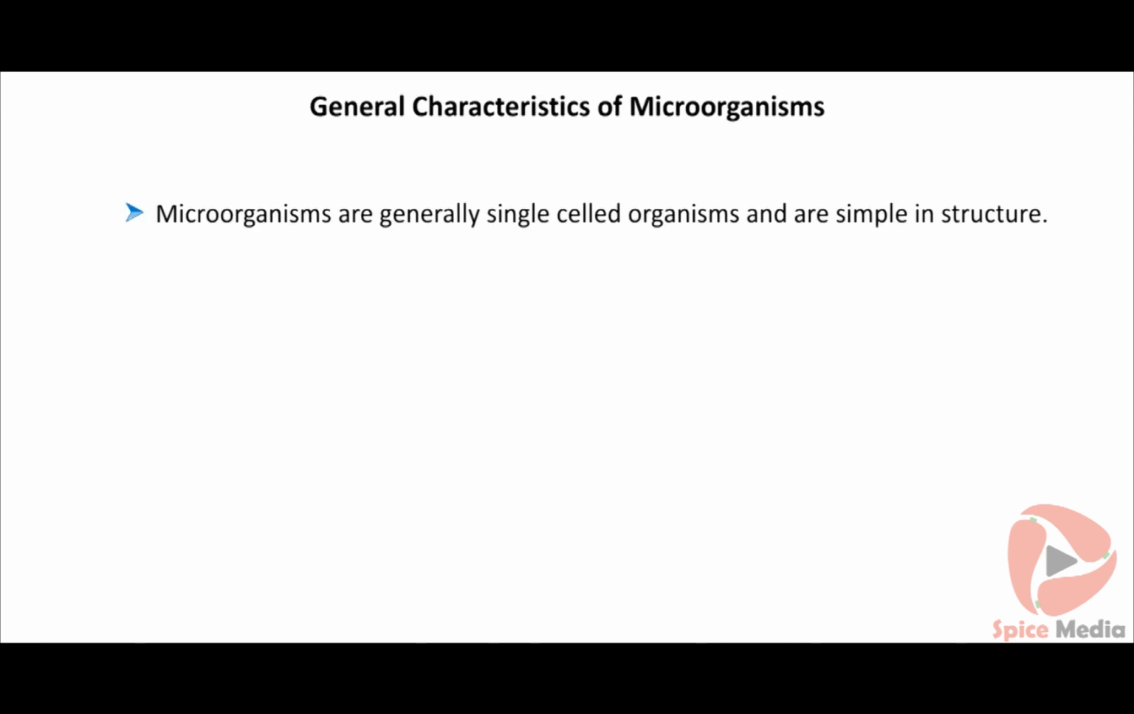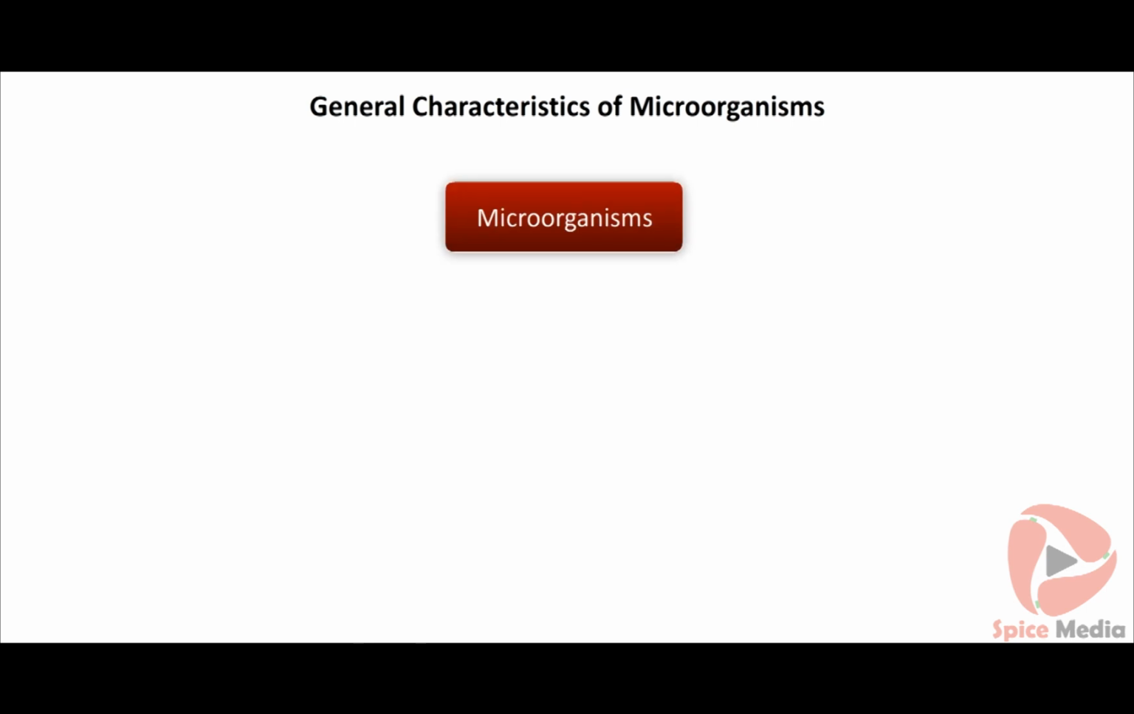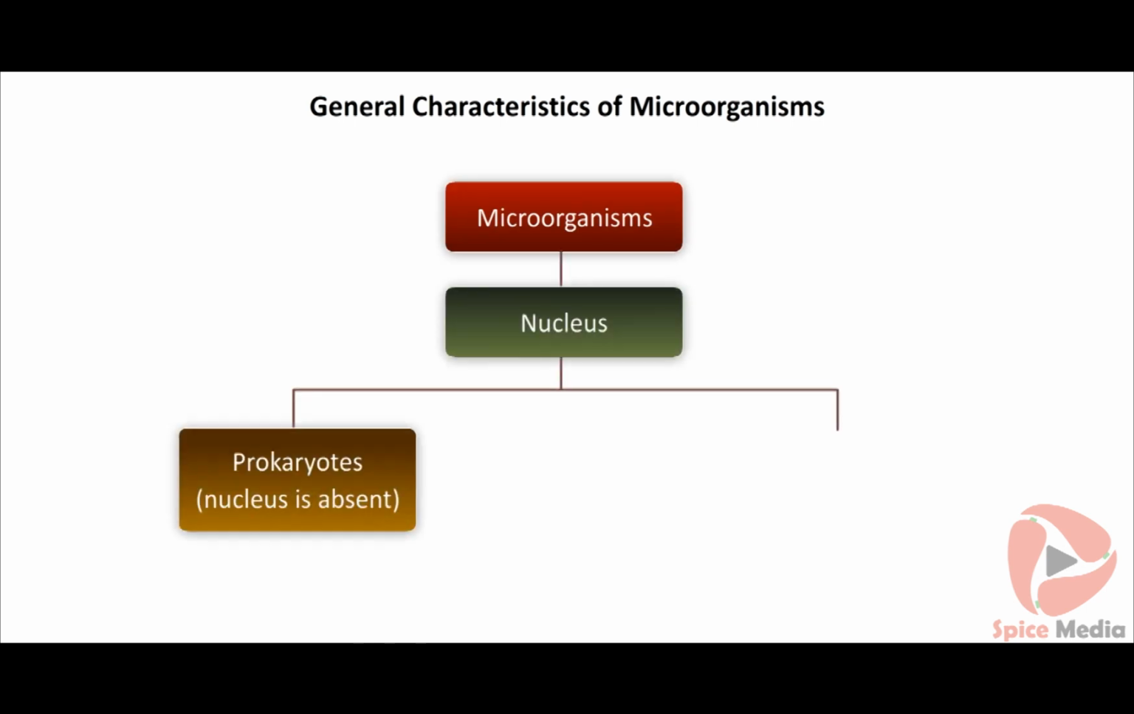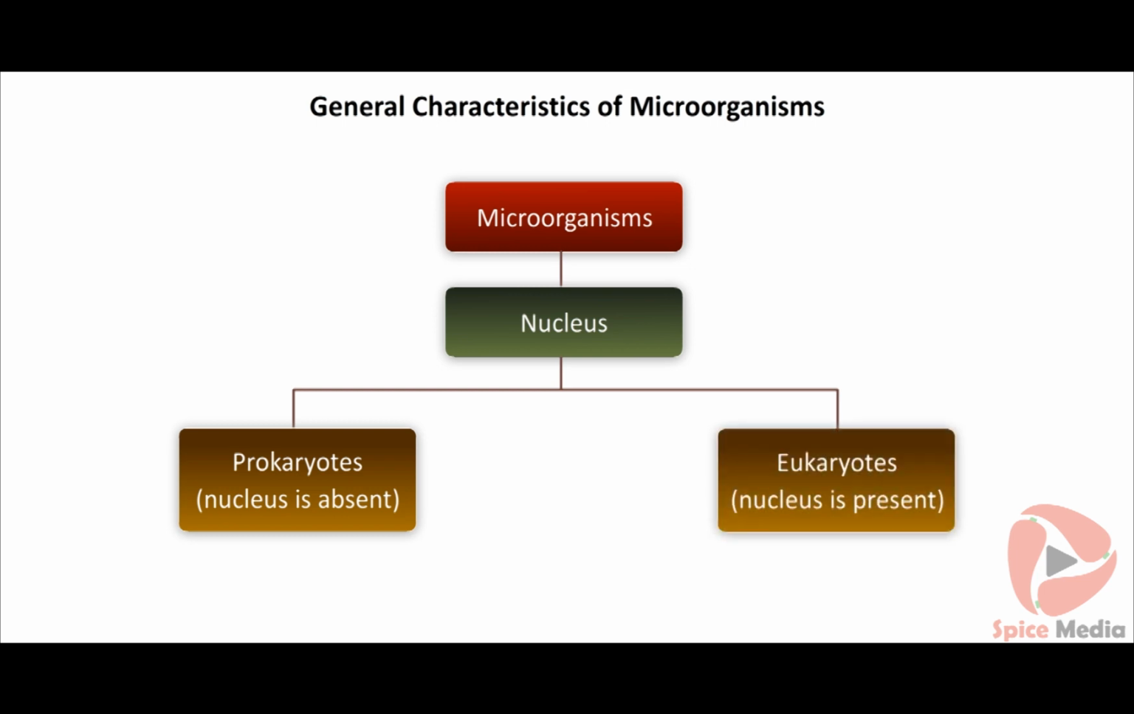Microorganisms are generally single-celled organisms and are simple in structure. Cells contain protoplasm and genetic material, DNA or RNA. Microorganisms that do not have nucleus belong to prokaryotes, and those which have nucleus belong to eukaryotes.